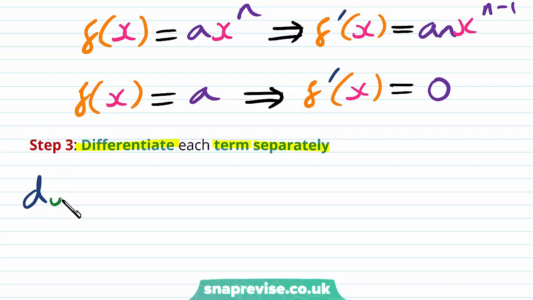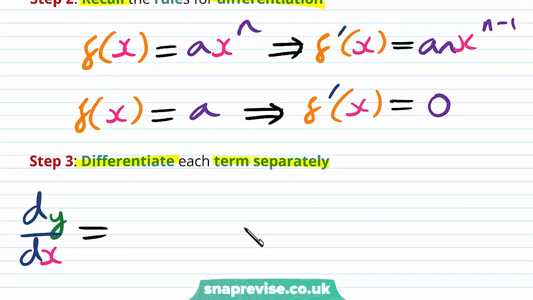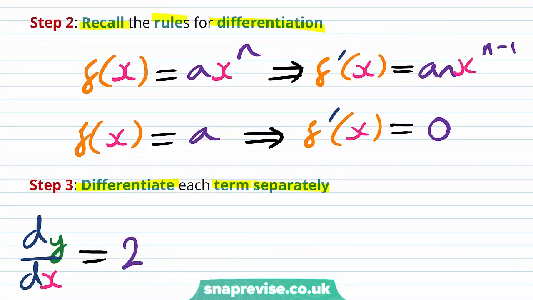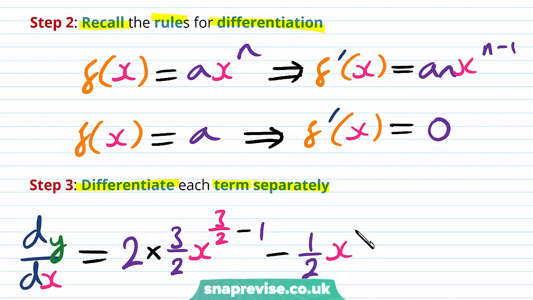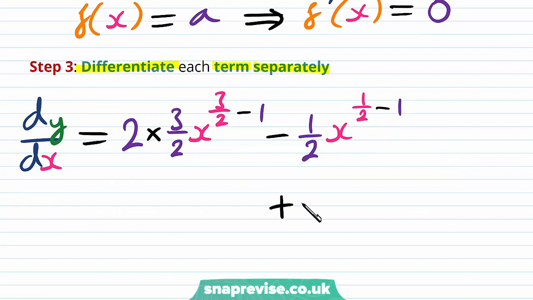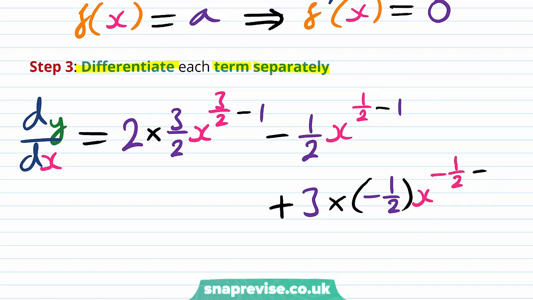And therefore we get that dy by dx is equal to the following. For our first term, we take our constant 2, and then we multiply by the power, which is 3 over 2, and then we have our x to the power of 3 over 2 minus 1. And then our second term is minus x to the power of 1/2, and so we have minus 1/2 from the power, and x to the power of 1/2 minus 1. And then for our last term, we have a plus 3 multiplied by the power, which is minus 1/2. And then we have our x to the power of minus 1/2 minus 1.